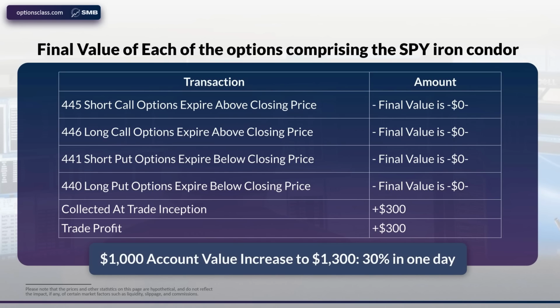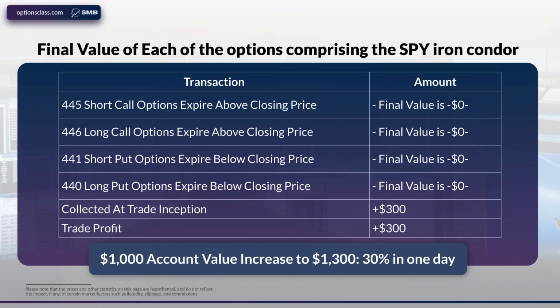And in this case, that's going to be really easy because they each expire worthless. Why? Well, let's think about it. You see, the short calls we sold at 445, well, those expired above the closing price of SPY, which means that they have zero value because no one's going to exercise his right to buy SPY shares at 445 when the stock closed well below that price. And so those call options expire worthless, as do the 446 long calls we bought for the same reason. Calls that expire above the stock's price have no value.